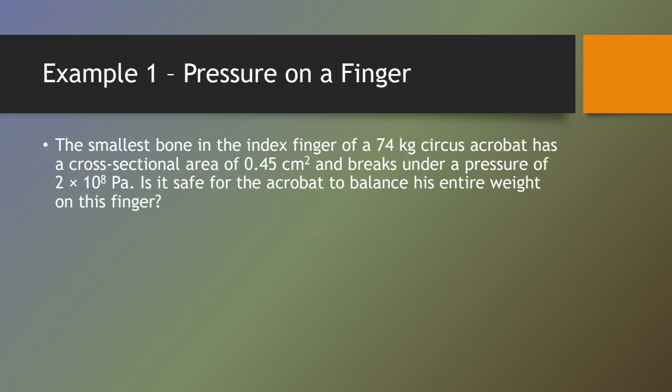The smallest bone in the index finger of a 74 kilogram circus acrobat has a cross-sectional area of 0.45 centimeters squared and breaks under a pressure of 2 times 10 to the 8th pascals. That's what the PA is short for.